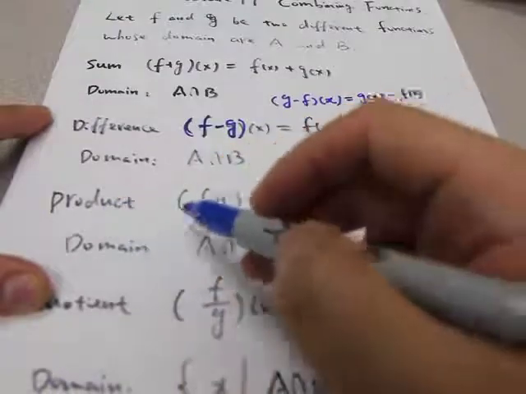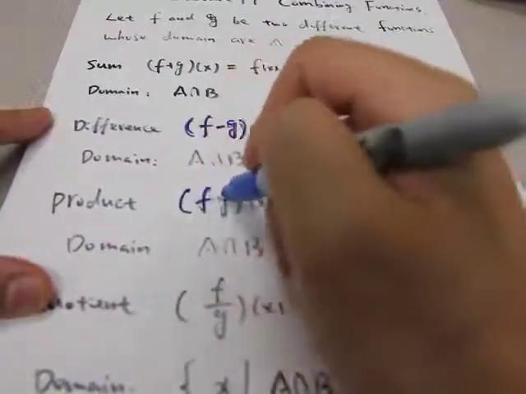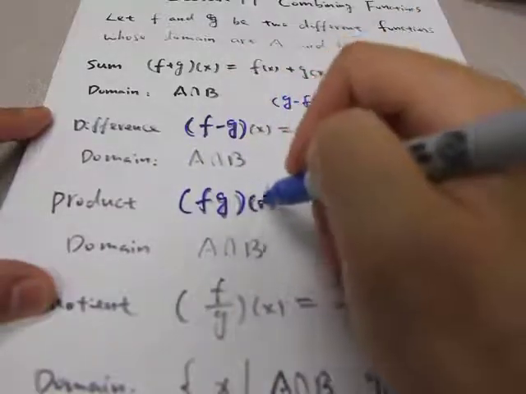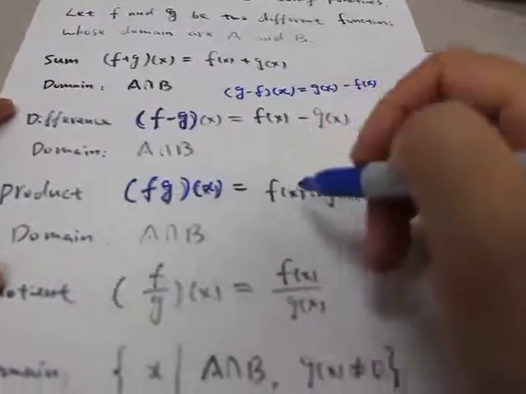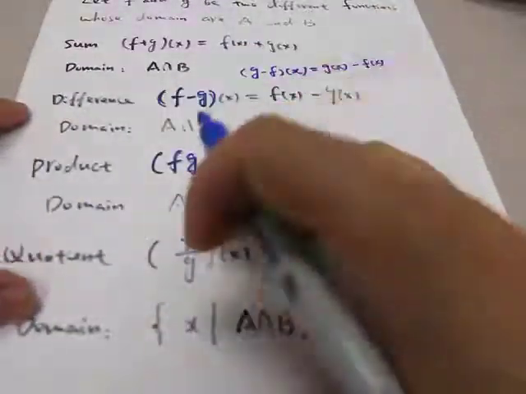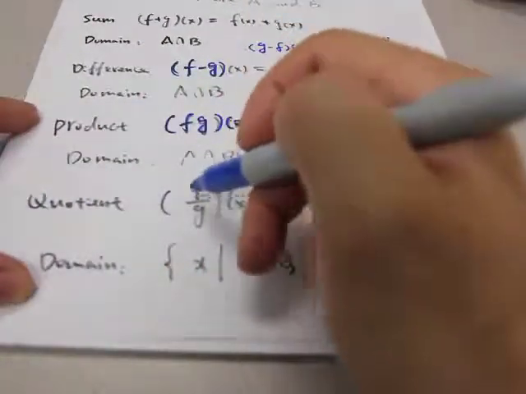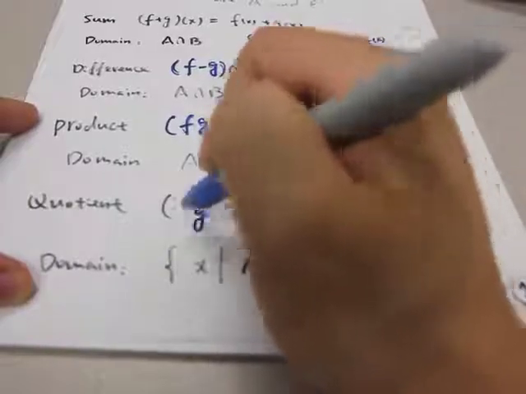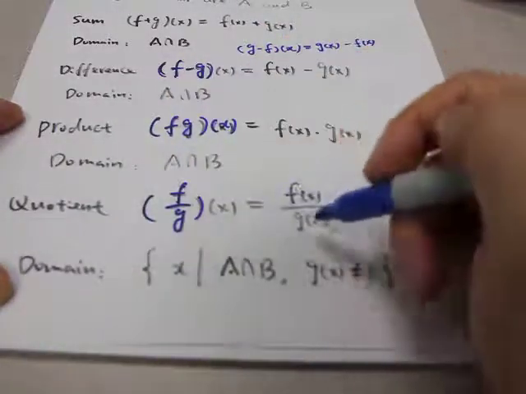And for the product of f and g, we use the notation (fg). The definition is that the product function equals f(x) times g(x). And the domain is the same. Now the quotient function is given by f over g. The definition is that it equals f(x) over g(x).